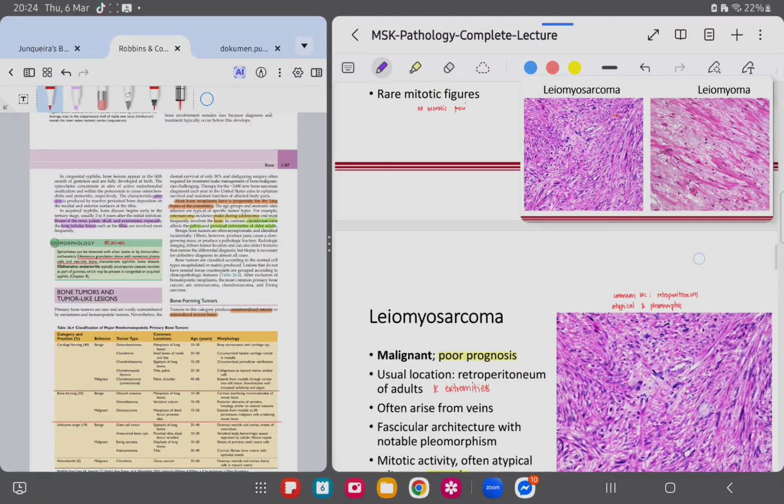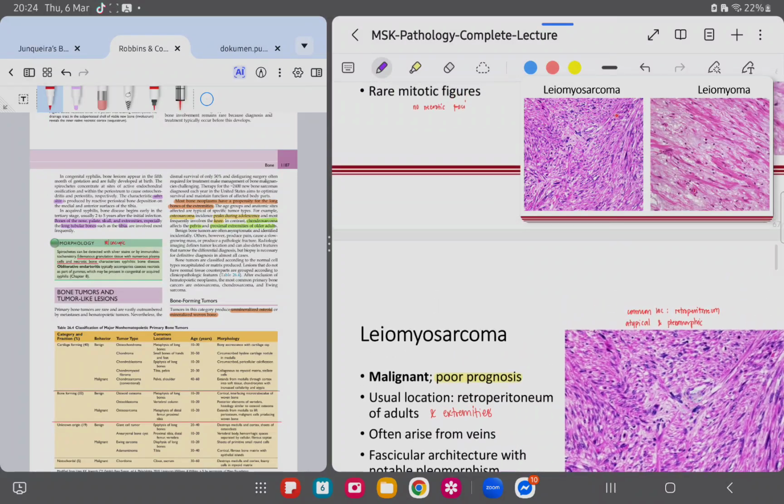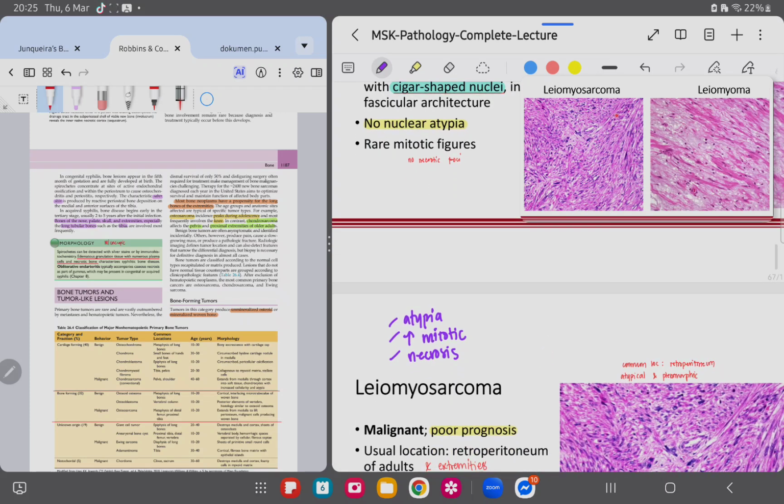That of the three features, atypia, increased mitotic count, and necrosis. The one feature that you should not see in your run-of-the-mill leiomyoma is necrosis. You can see some increase in mitotic figures, that's okay. You can see some bizarre nuclei, that's okay in leiomyoma, but definitely not necrosis.